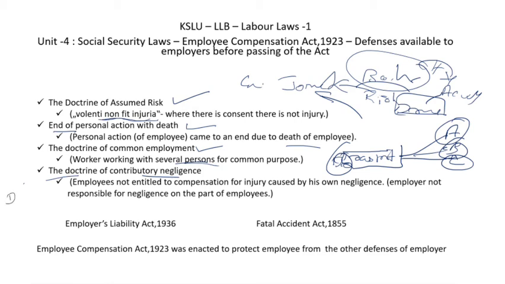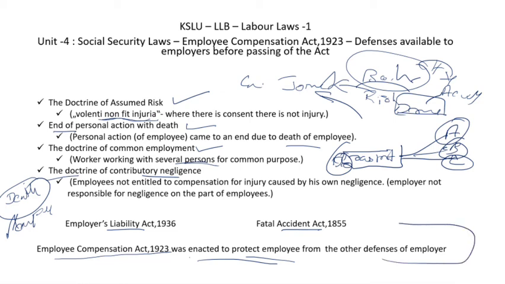But whenever death happens, it is a loss to a person, and on humanitarian grounds some compensation should go to him. So considering all these things, a few Acts were enacted: the Employers' Liability Act 1938, the Fatal Accidents Act of 1855, and then finally the Employee Compensation Act of 1923. These Acts reduce the employer's defenses and try to protect the employee's interest.